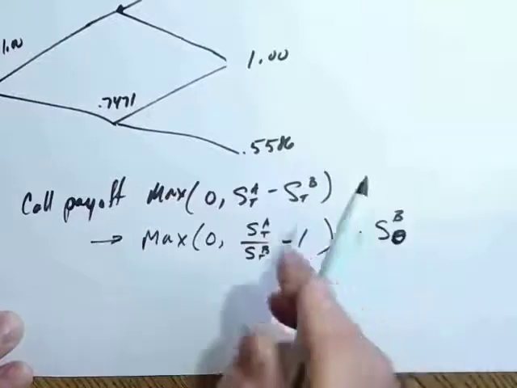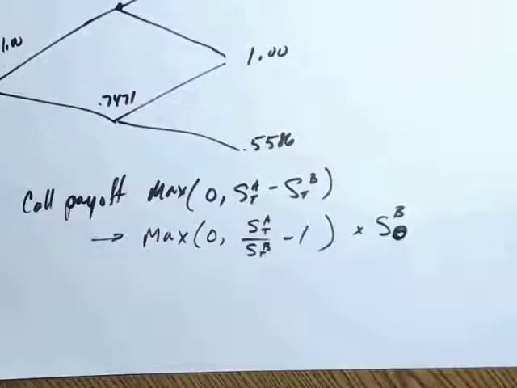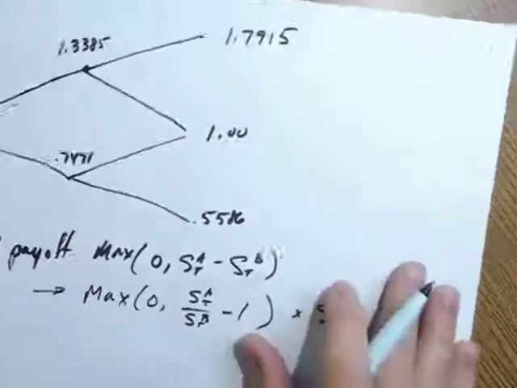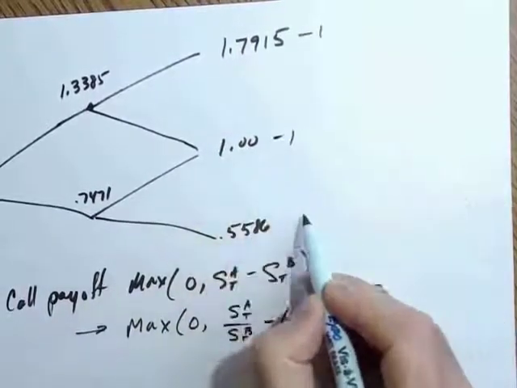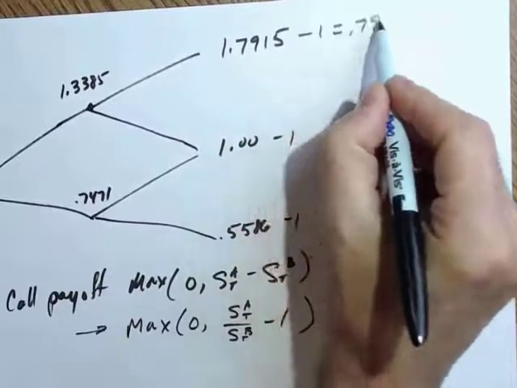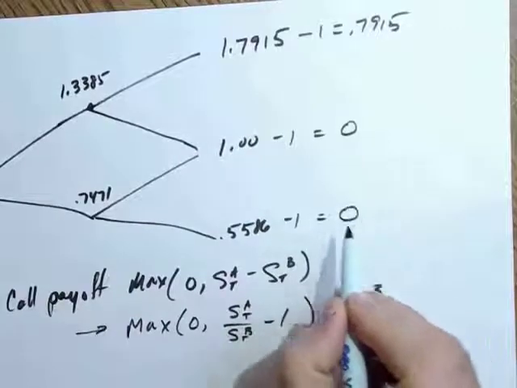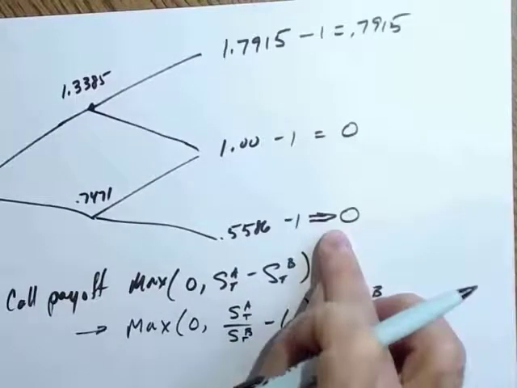And we will have the value of our option once we adjust for probabilities, and we discount it, but there's no discounting because there's no interest rate involved. So let me show you. Now, basically, you subtract 1, subtract 1, subtract 1, and we get 0.7915 for a payoff, 0 for a payoff, negative, so translates into a negative here, so you would never be exercised, so the payoff is basically 0.